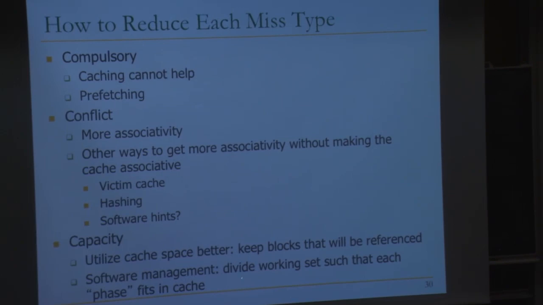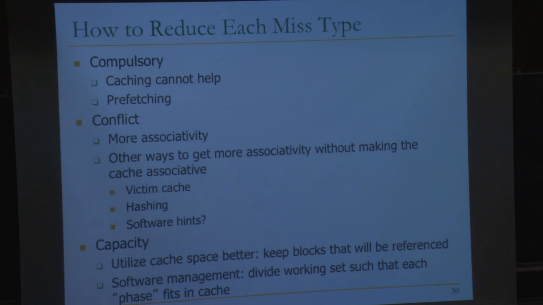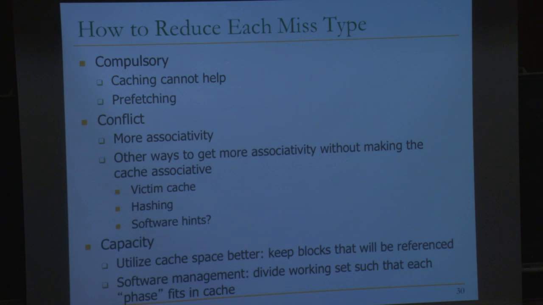One thing we will cover is that software can be designed more intelligently, such that the working set of a phase fits in the cache, right? Your working set in total may be greater than the cache, but you can restructure your code such that you operate only on those chunks that fit in your cache at any given time. It's not always possible. But if you can do that, then you get much better performance, right?